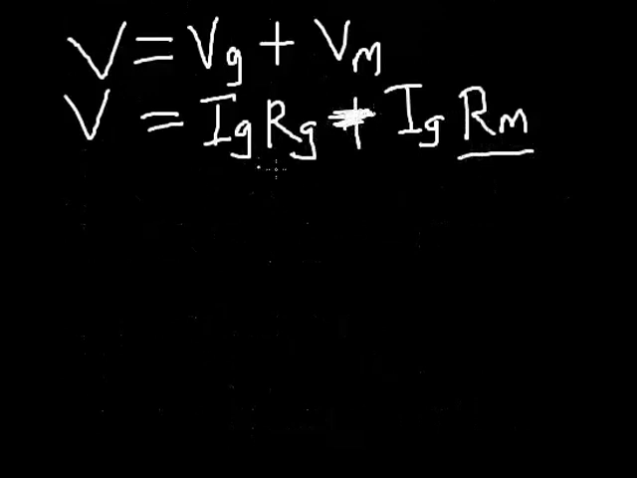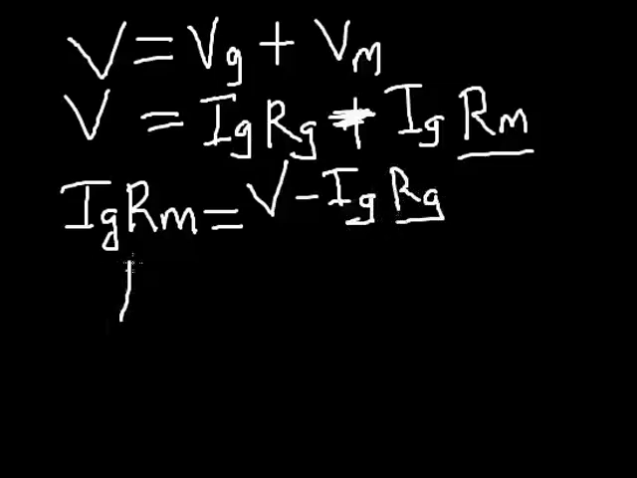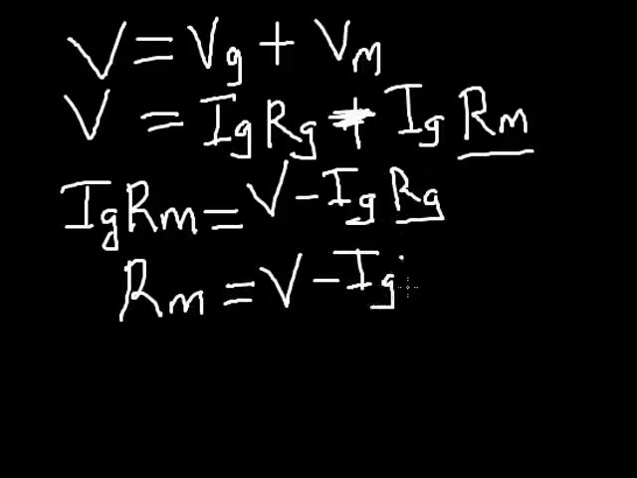All right, so I have to rearrange this equation. You know what I do now? I take this to the other side. So I have that Ig Rm is going to be equal to V minus Ig Rg. So Rm, the multiplier resistor that is actually needed to achieve this, is going to be equal to V minus Ig Rg, then divided by Ig.